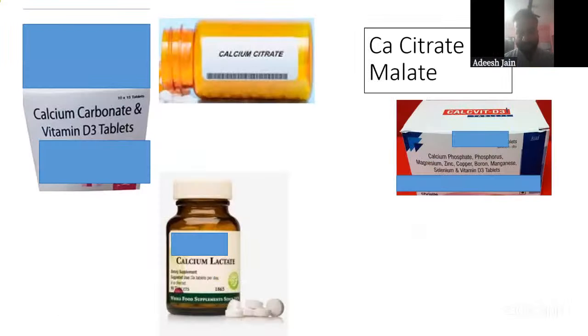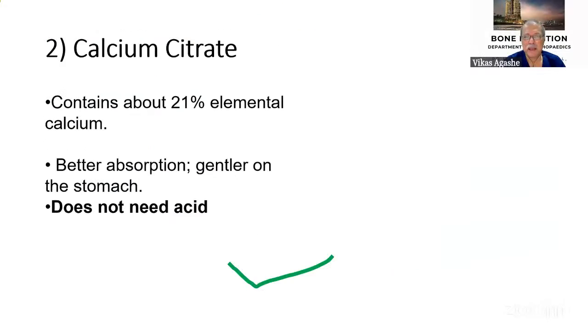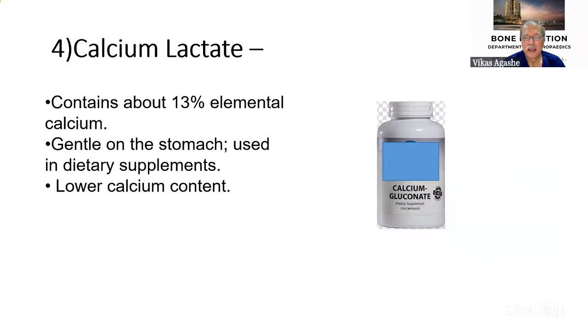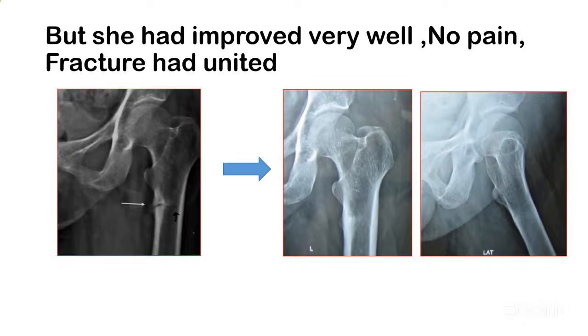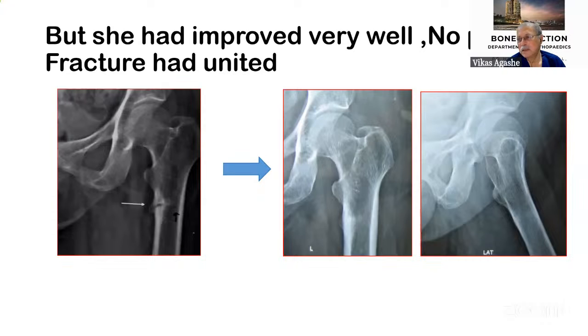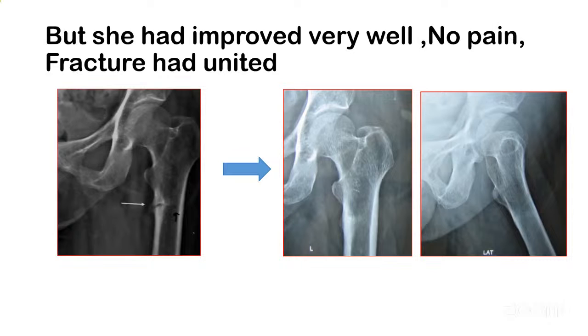Yes. I am fine. So I repeated her x-rays and these are her x-rays. She has no pain. Fracture is united. But still she is very upset with that surgeon. So how can you explain the levels are not changed? She has improved. So she says, how do I know that I have improved? My levels are still low. So look at the X-rays carefully.